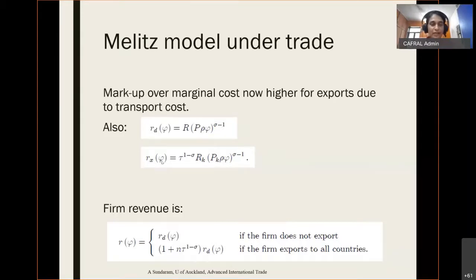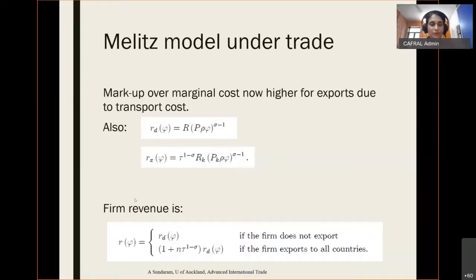But then you're going to have this exporting revenue. So Rx of phi is the exporting revenue earned by a firm with productivity level phi. And the only difference there is, of course, you're going to have a different exporting revenue from different markets because you have N countries and you're exporting to all of these N countries. And then for exporting, you have to pay this extra rho, which is a variable cost. It's a variable transport cost.